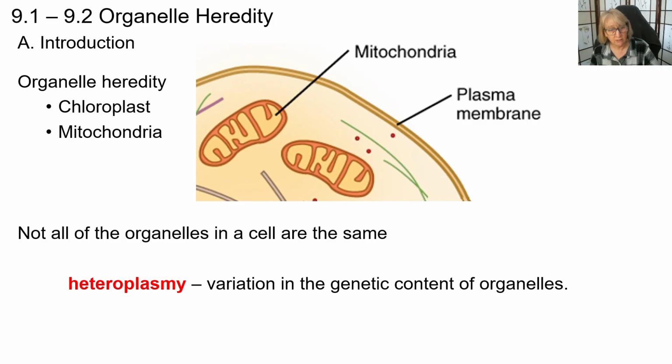Not all of the organelles in a cell are the same. And I don't just mean that like some are endoplasmic reticulum and some are mitochondria. Even your mitochondria, despite the fact that you inherit them all from your mother, actually vary in their genetic combinations. They're a little bit different than each other. We talked about in class a couple times the word hetero. Hetero means different.